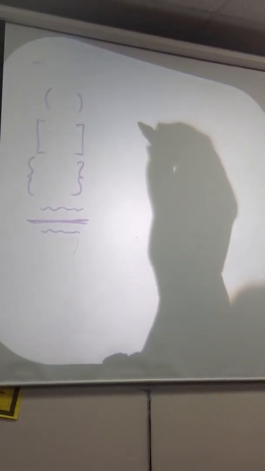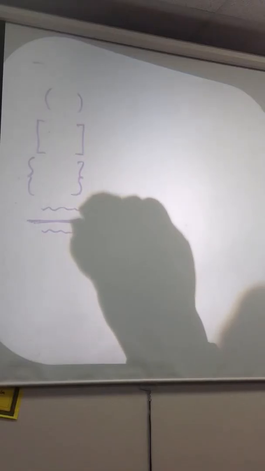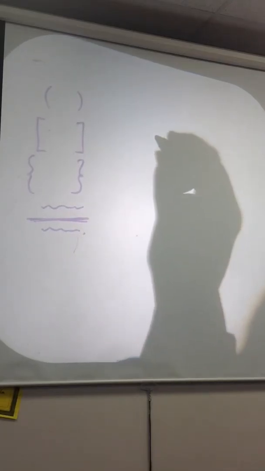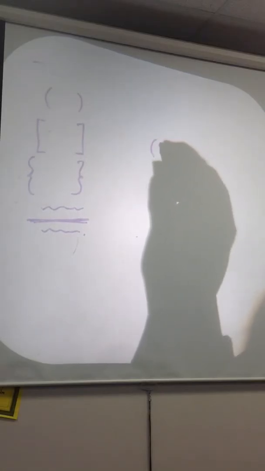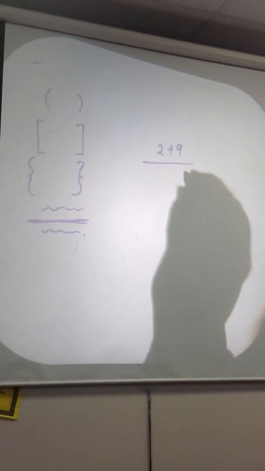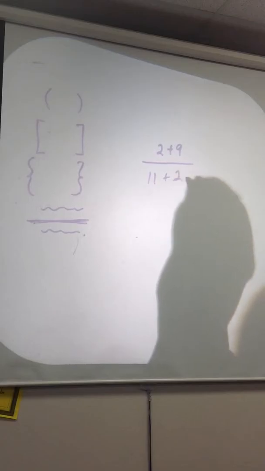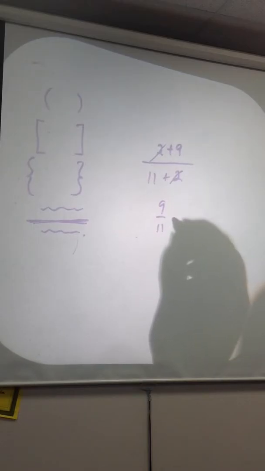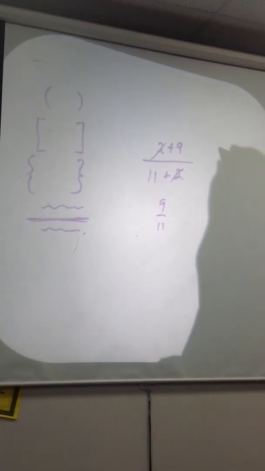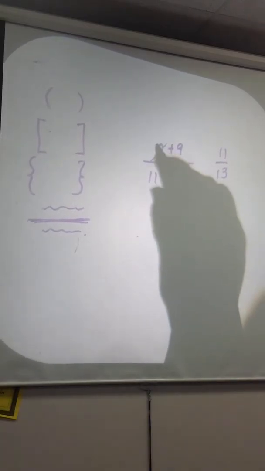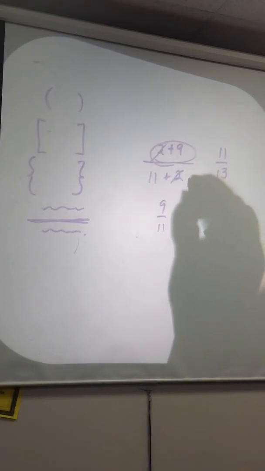How come? Because you have to do everything in the numerator and everything in the denominator before you think about reducing anything. And now the temptation is, if you had something like 2 plus 9 over 11 plus 2, the temptation is to do this and get 9 over 11, but that's not right, because the answer is actually 11 over 13. So you can't do this until you have simplified everything here and here.